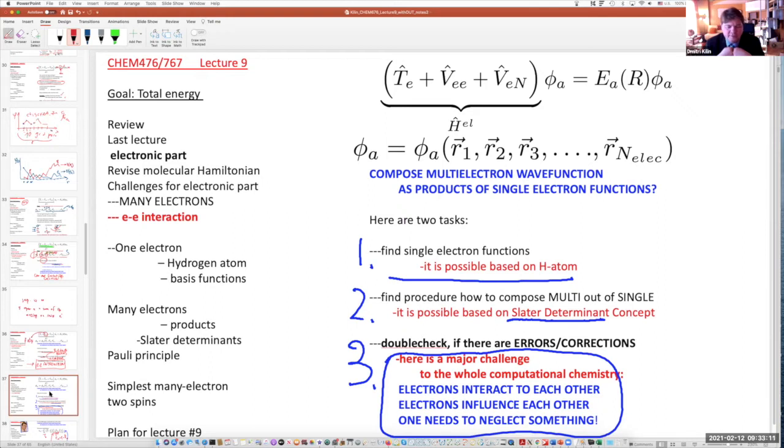So we do not have a chance to retreat, withdraw, or surrender. We need to go this path, and at least we will try to do simple things first, and then design more advanced, complicated ones. So we will try to discuss if one can construct a multi-electron wave function as a product of single electron functions.